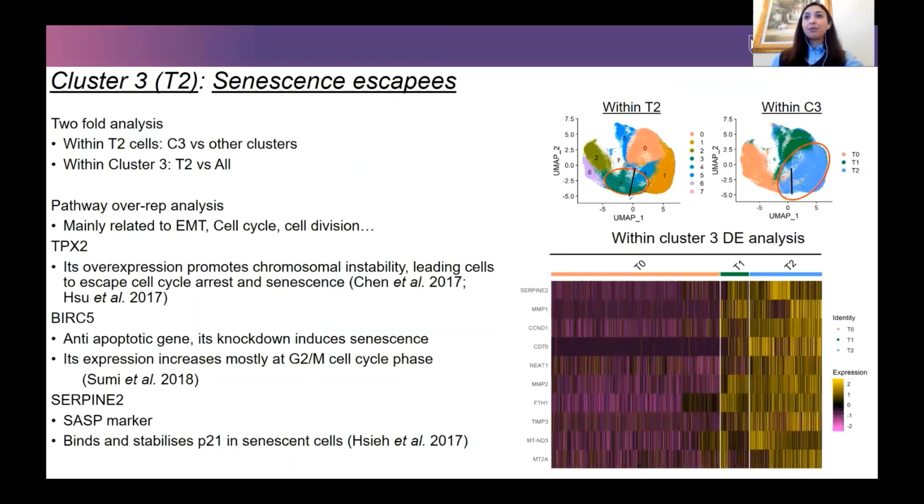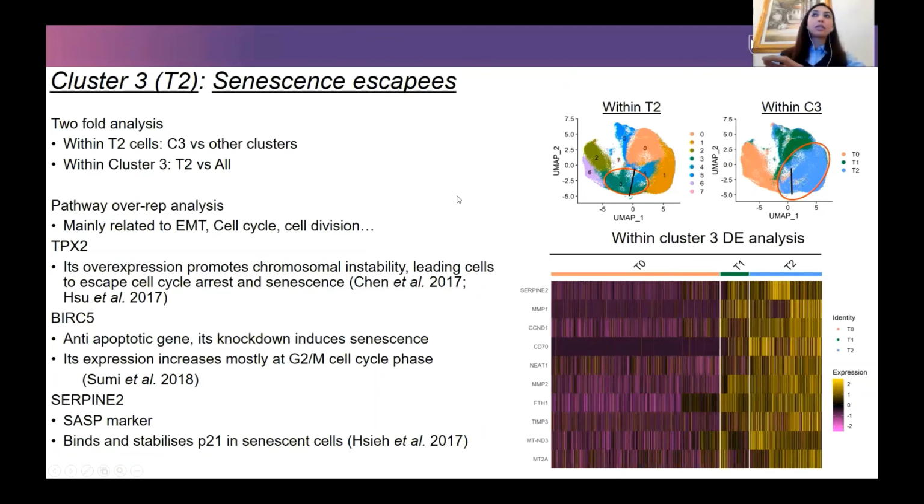Cluster 3 was actually one of the most interesting clusters because it had a combination of T0 and T2 cells. It had a combination of young MSCs and senescent MSCs. So we did a twofold analysis. One was comparing within T2 cells. We subsetted these T2 cells and performed the analysis between the T2 cells in cluster 3 and the rest of the T2s. And the other way that we performed the analysis was essentially looking at cluster 3 and performing the analysis between T2 and T0.